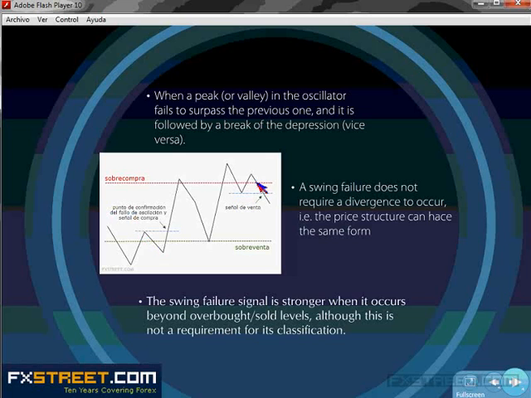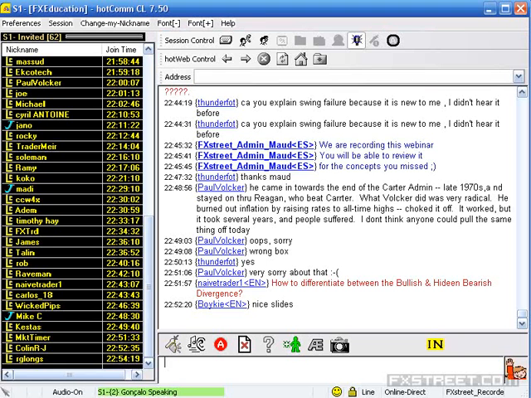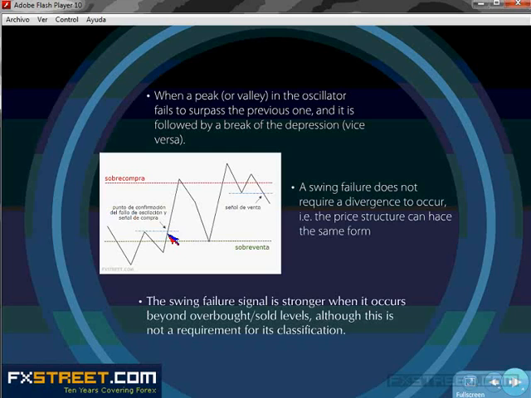We have a peak in the oscillator which fails to surpass the previous peak, and it is followed by a break of that depression between both peaks. Okay, here we have a sell signal or a bearish swing failure. And on the bullish side, or on the oversold side, here we have two values where the second value is not surpassing the first one, and then the oscillator crossing the intermediate peak is the signal.